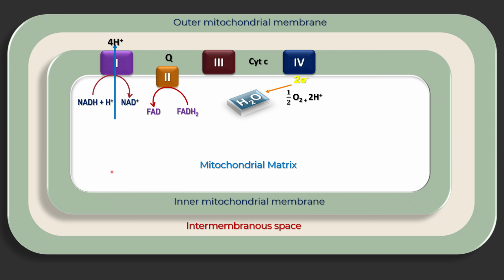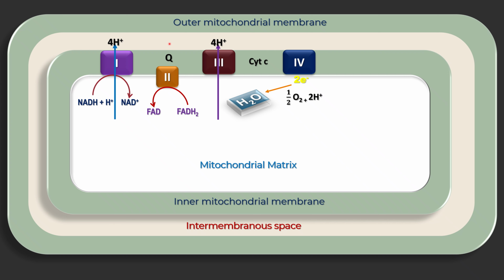during this process, 4 protons are pushed to the intermembranous space from the mitochondrial matrix. Similarly, when complex 3 hands over electrons to complex 4 through cytochrome C, 4 protons are pushed from the mitochondrial matrix to the intermembranous space. Please note that there is no pushing of protons from the matrix through complex 2 to the intermembranous space.